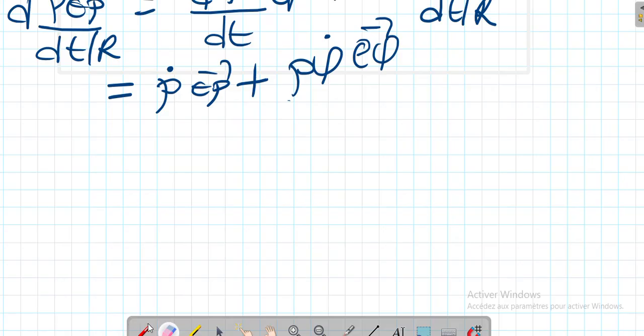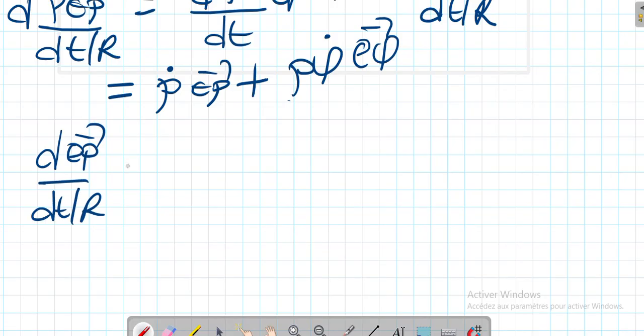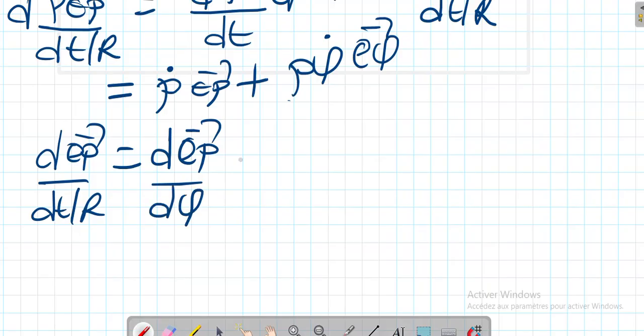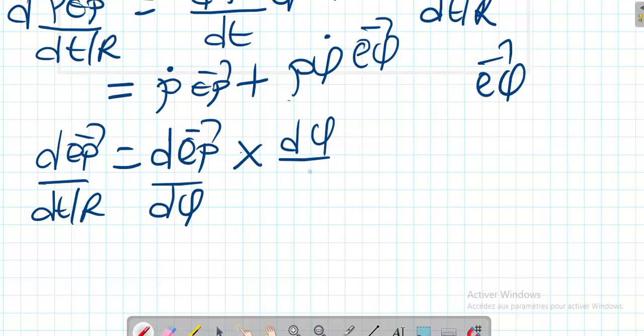I'm going to repeat again because it's very important. I'm being asked to find the derivative of E rho with respect to time in R. What do I know? I know that whenever I differentiate E rho with respect to the angle phi, I'm going to get E phi, which is a vector perpendicular to E rho. But I'm being asked to differentiate E rho with respect to time. So what am I going to do? I'm going to complete the right hand side such that it's equal to the left hand side. As simple as that.